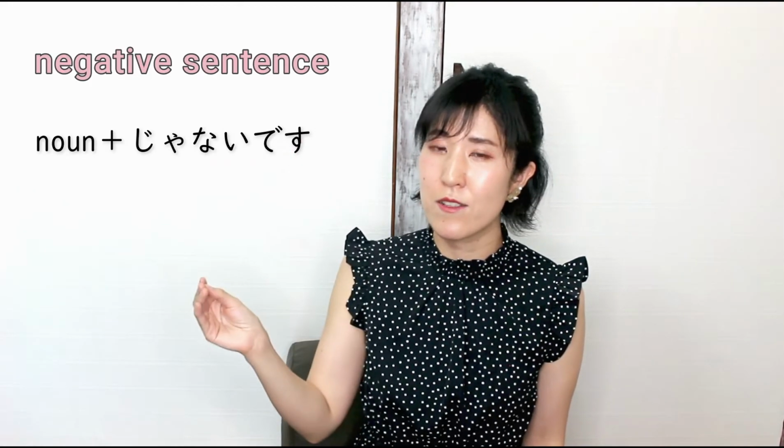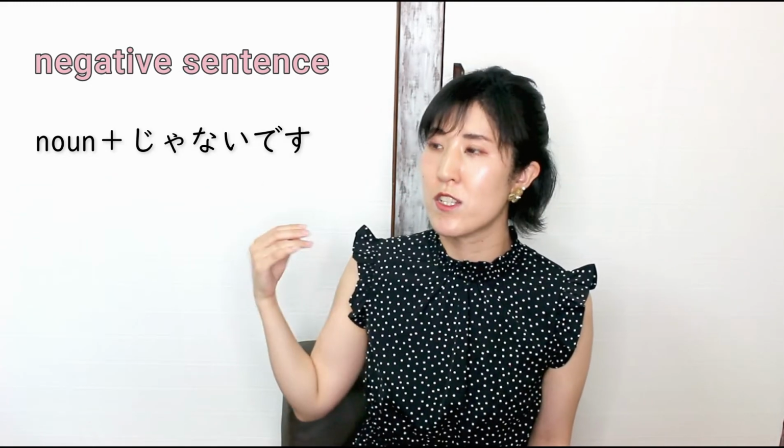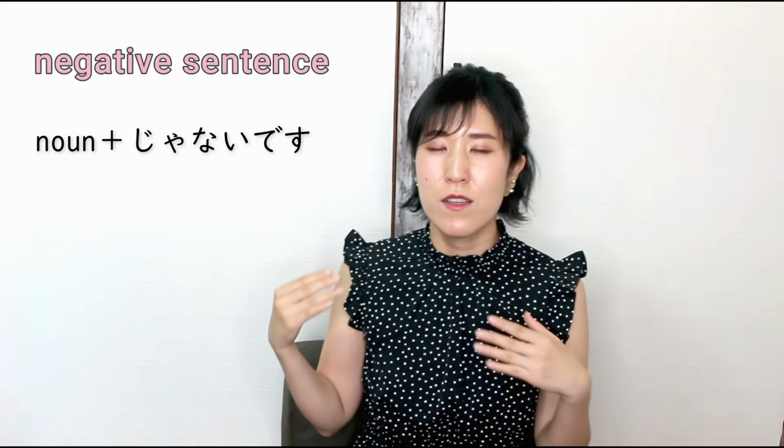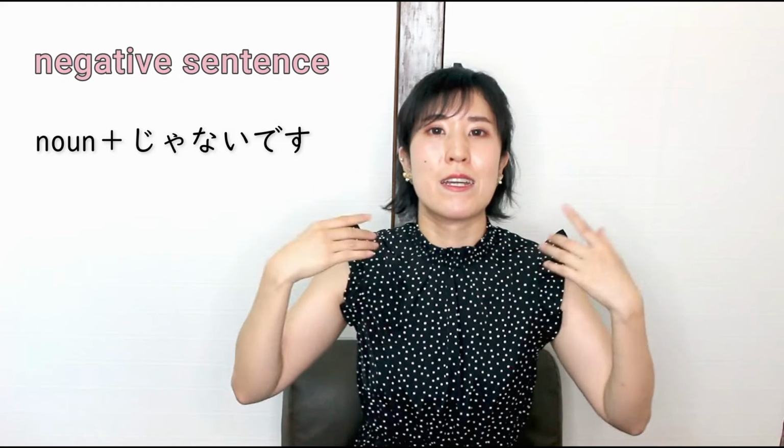sentence. We learned how to make a sentence like "this is this" or "I am this", and a question using か at the end. So for the negative sentence, instead of です, we say じゃないです. There are actually different ways to say it's not or I am not, like ではありません or ではないです. A lot of different ways, but I'm just telling you the easiest way to remember how to make a negative sentence.